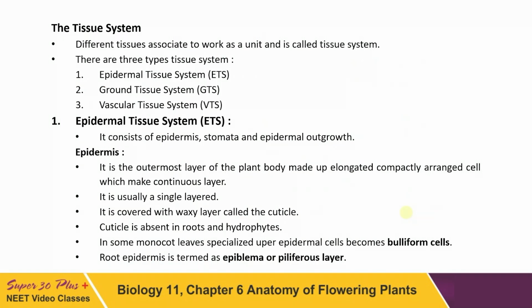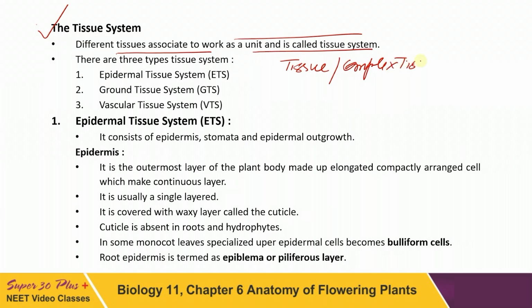Now we have to enter the new topic, that is tissue system. That is an important topic of this part. When different tissues associate to work as a unit, it is called a tissue system. You have seen tissue, then you have seen complex tissue, and now when different tissues are put together to perform one function, that will be known as a tissue system.